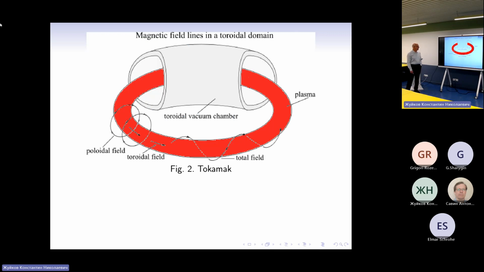This is a very rough picture of a tokamak. Here we have a cross section of the vacuum chamber. This is plasma. And in this situation, the external magnetic field, here you can see lines of this field, consists of two parts, the so-called poloidal field and toroidal field. Roughly speaking, the poloidal field provides confinement of plasma, and the toroidal field provides, in some sense, stability.